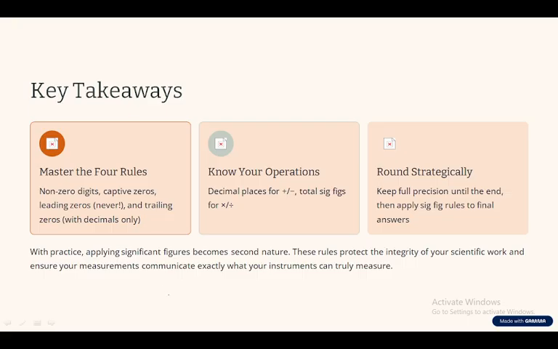Key takeaways. Master the four rules: non-zero digits, captive zeros, leading zeros, and trailing zeros with decimals only. Know your operation. Decimal places for plus and minus, and total significant figures for multiplication and division. Round strategically. Keep full precision until the end, then apply significant figure rules to final answers. With practice, applying significant figures becomes second nature. These rules protect the integrity of our scientific work and ensure your measurements communicate exactly what your instruments can truly measure.